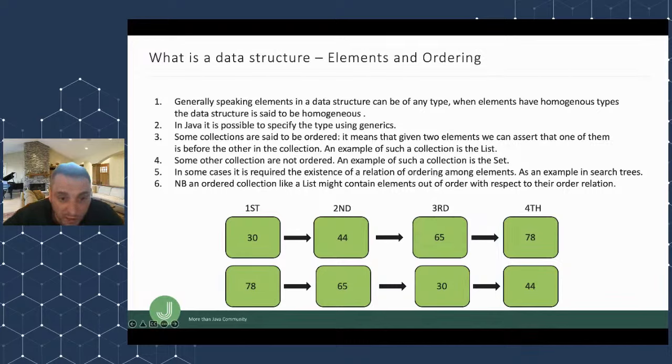An ordered collection, like a list, might contain elements out of order with respect to their order relation. So we talk about an ordered collection when we can identify a first, a second, a third element, and so on. But it doesn't mean that what you put inside is actually ordered in terms of the relation of order among elements. So if you check the second list, you can see that the values are not in order. And this is perfectly legal. Despite the collection being ordered, you can store elements inside in a non-ordered way. And we can solve this problem if we want ordered elements in an ordered data structure.